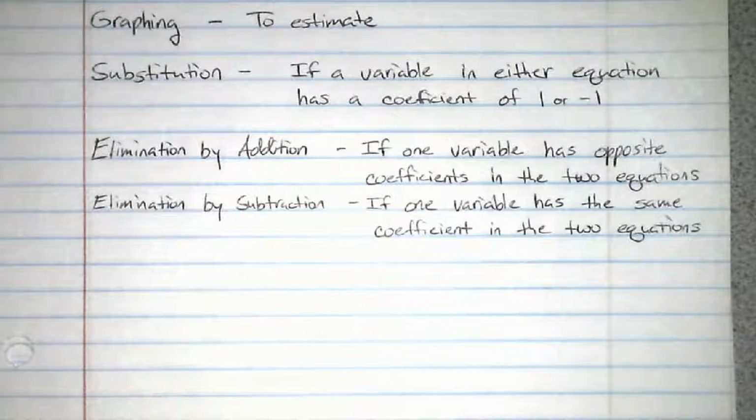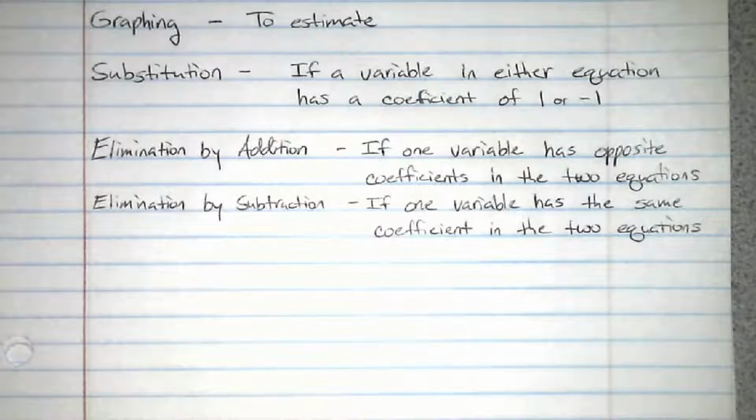Next, we have elimination by addition and elimination by subtraction. So for this, you're either adding or subtracting the equations, and you're doing this with the purpose of canceling out a variable. So how do we know when to add and when to subtract? You add if one variable has opposite coefficients in the two equations. For example, if I had a 3x in one equation and a -3x in the other, I would add the two because 3 and -3 equals 0.